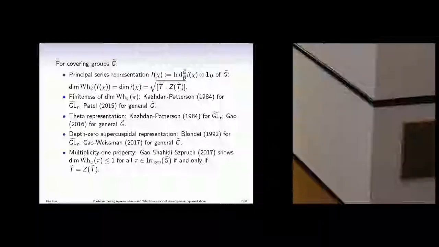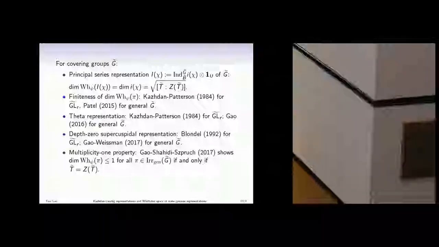But for coverings of GL_r, I think it goes back to the work of Kazhdan-Patterson, perhaps earlier, but I'm not sure of the earliest work on this. Recently, Gao, by generalizing the work of Moeglin-Waldspurger, actually showed that it is finite, as a very trivial consequence of his work in his thesis. We have also gained some knowledge about this dimension, particularly for theta representations and for depth zero supercuspidal representations.